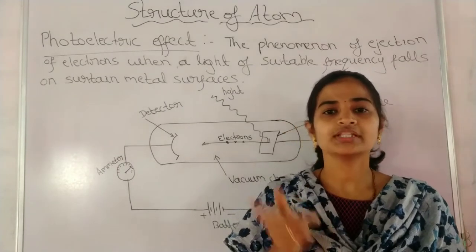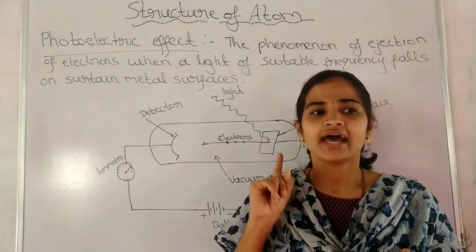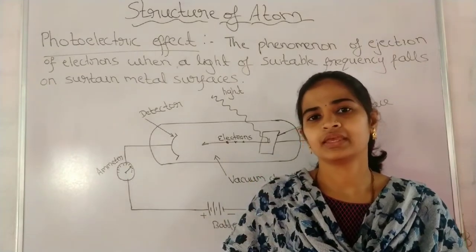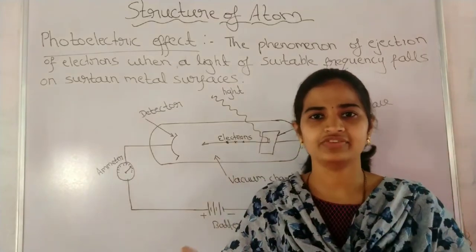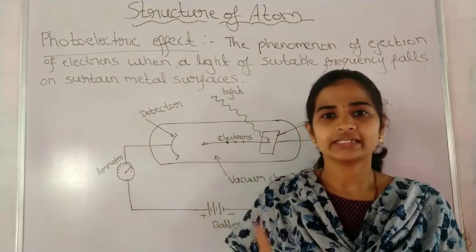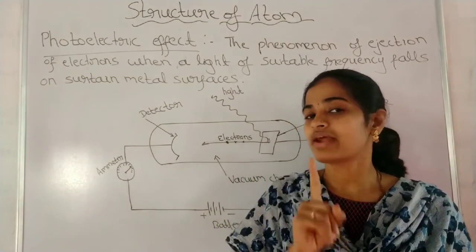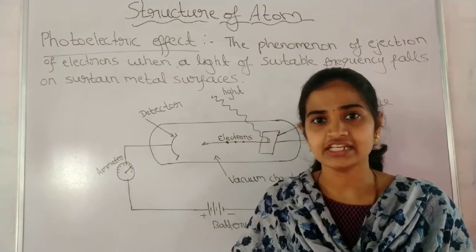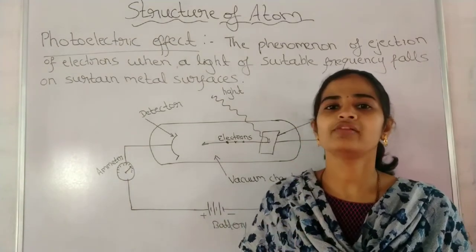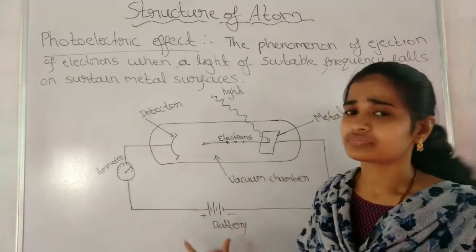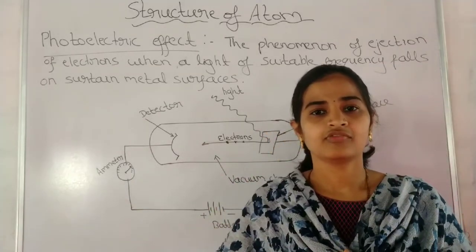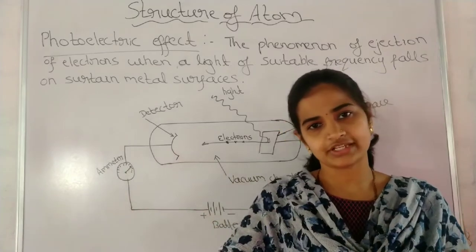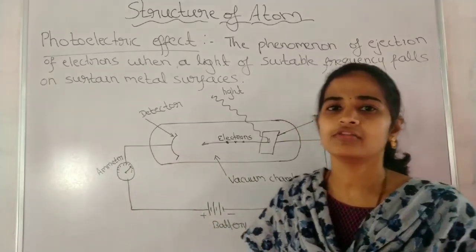Okay students, we know that Albert Einstein got the Nobel Prize. Albert Einstein means suddenly we remember the theory of relativity. But he did not get the Nobel Prize for his theory of relativity. He got the Nobel Prize for the study of the photoelectric effect, for the explanation of the photoelectric effect. This is just for your information.